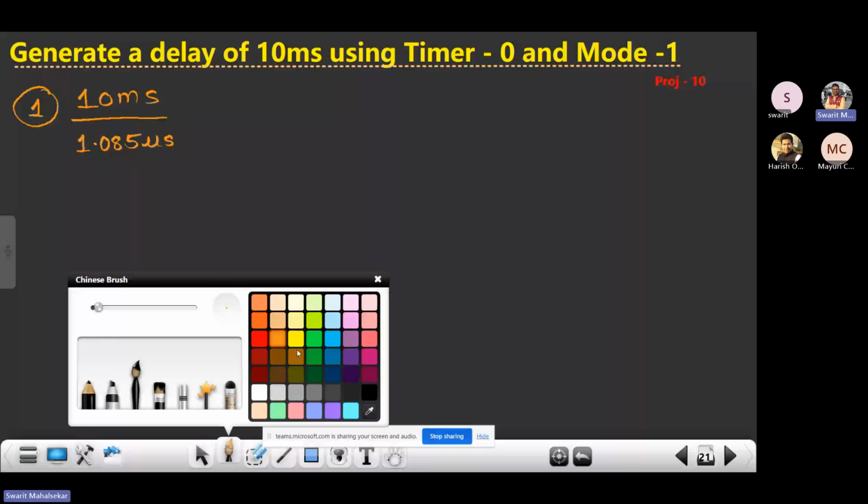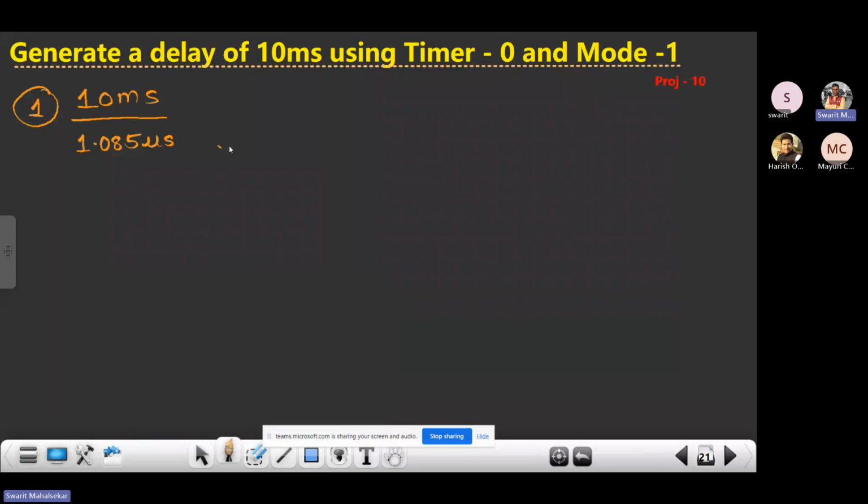Let me just calculate it. If you want, you can also calculate it. So 10 into 10 raised to minus 3 divided by 1.085 into 10 raised to minus 6. So it gives us this particular value, that is 9216 point something, but it's fine even if we take 9216.